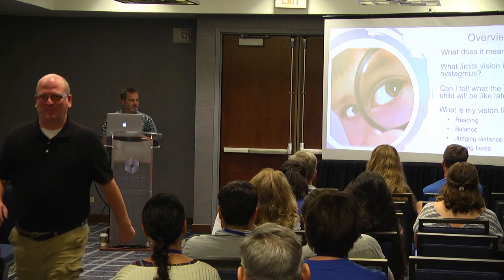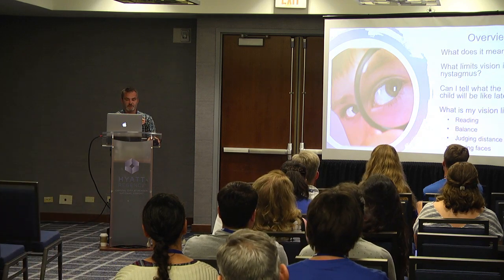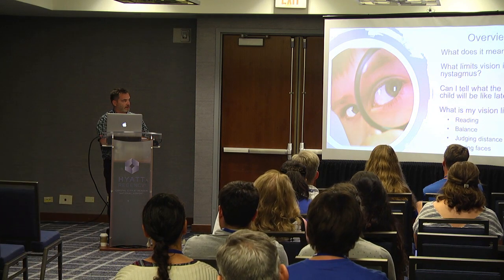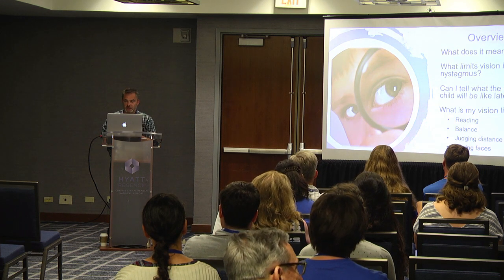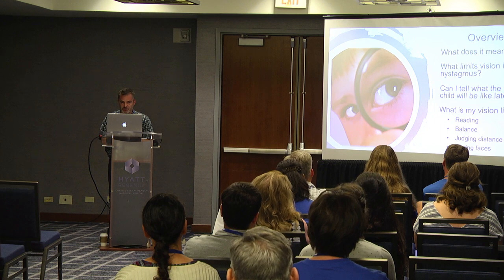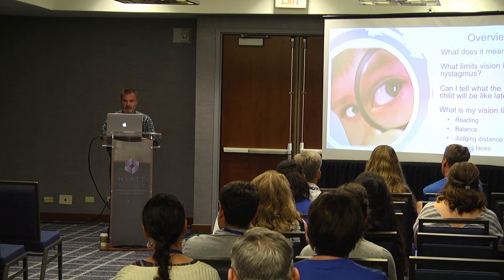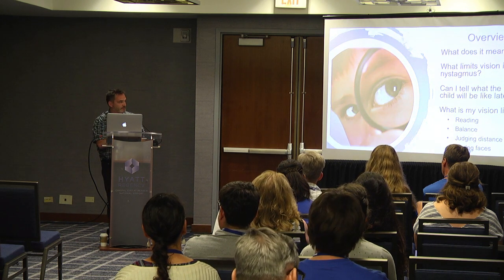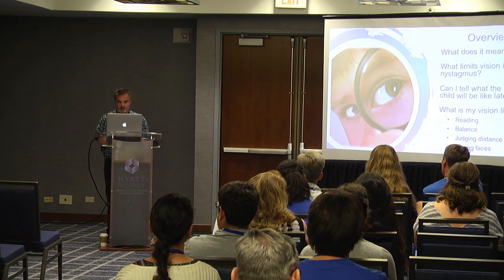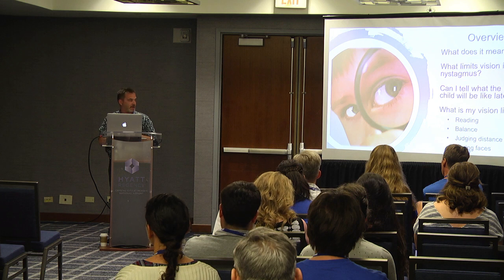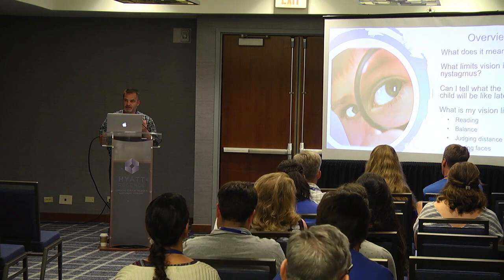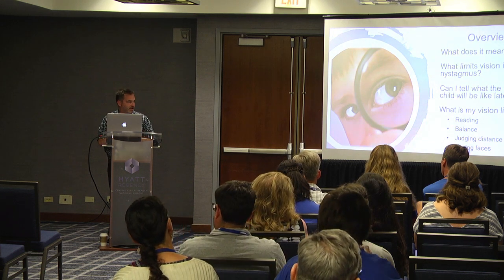So I'm going to talk first of all about what does it mean to see. And then we'll think about what limits vision in nystagmus. And then I think I mentioned in the introduction yesterday that we'd talk a little bit about, can we predict vision later in life? If you have a young child with nystagmus and you see their eyes moving and it disturbs you, you don't really know what's going to happen. Is there a way that we can get some kind of idea what vision is going to be like in life?